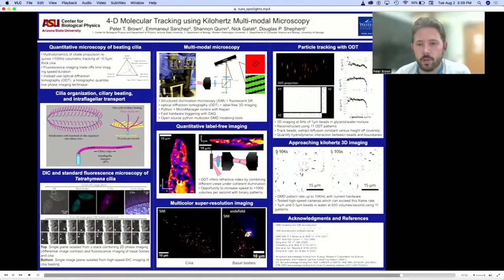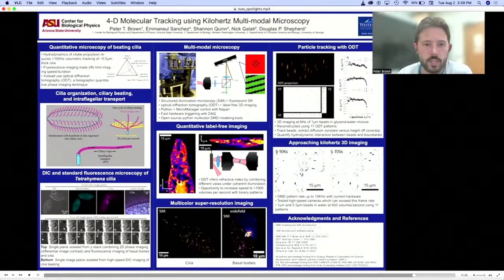Partially motivated by this problem, we've developed a multimodal microscope that combines quantitative phase imaging using optical diffraction tomography with super resolution fluorescence using structured illumination. And this allows us to resolve the cilia in 3D using the phase imaging and fluorescently labeled cargo with the SIM.